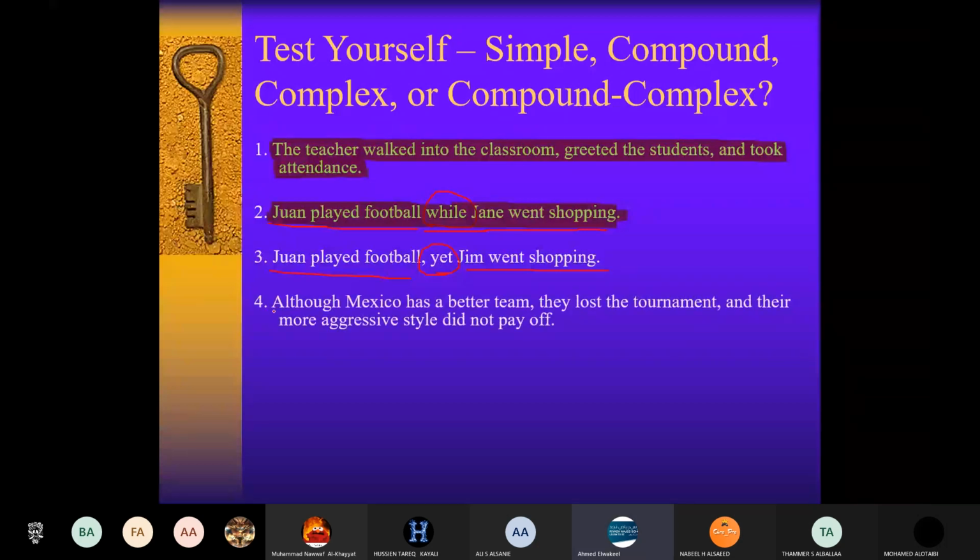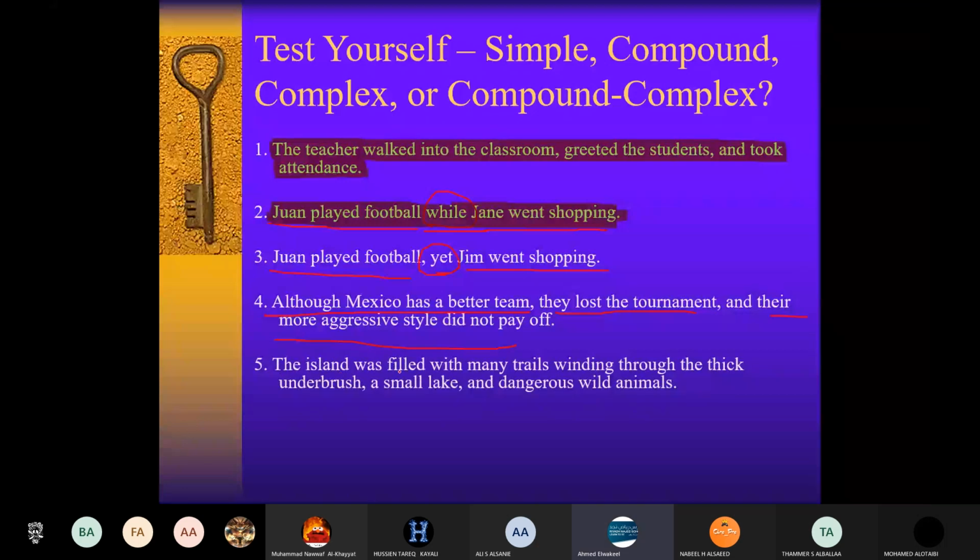Although Mexico has a better team, they lost the tournament, and their more aggressive style did not pay. Compound complex. Here we have a dependent clause, independent, and another independent. So we have two independent clauses and one dependent clause. That's the compound complex. The island was filled with many trails winding through the thick underbrush, a small lake, and dangerous wild animals. Compound.